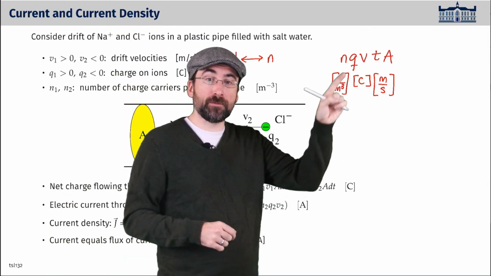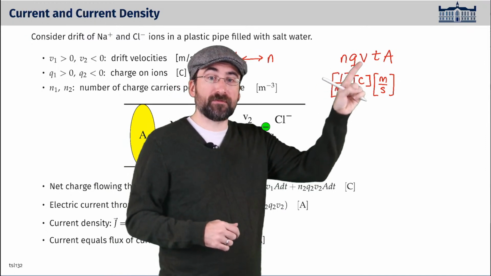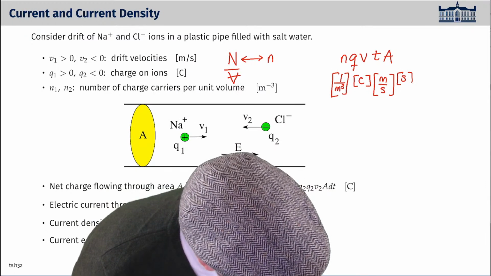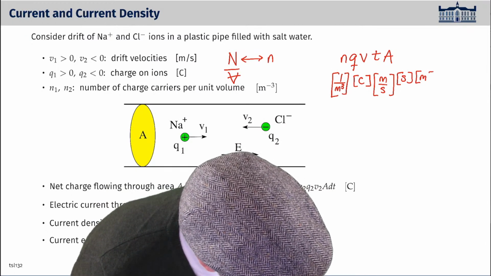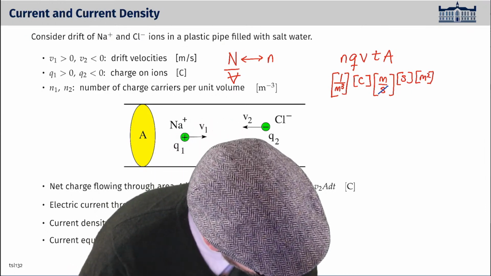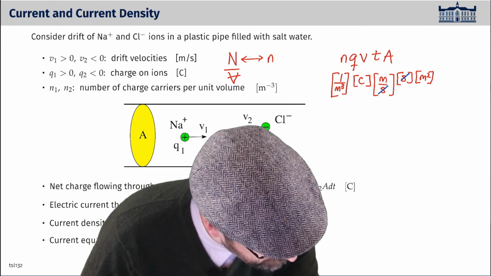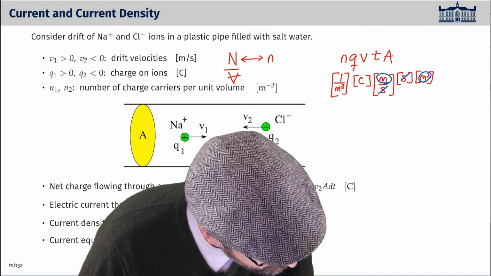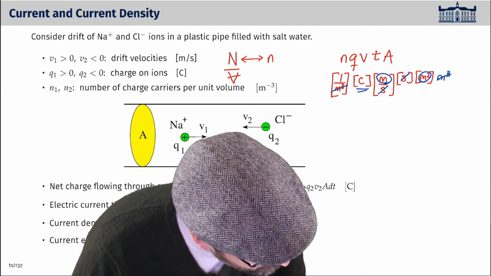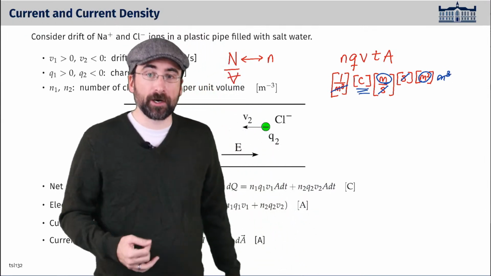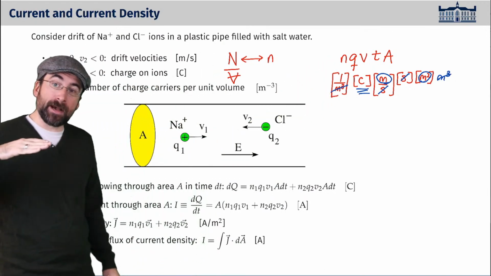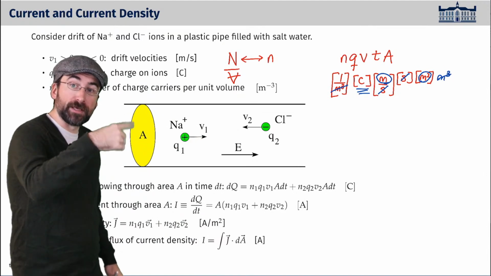So n is the number density. It's 1 over meters cubed. Q is coulombs. V is meters per second. T is time, so that's in seconds. Area is meters squared. And sure enough, the seconds cancel out. These combine to give me a factor of meter cubed, which cancel out with these. And so the unit I'm left with is charge, coulombs. So sure enough, this expression is just the amount of charge that moves through this area in the pipe.